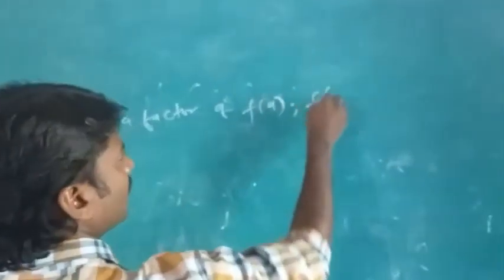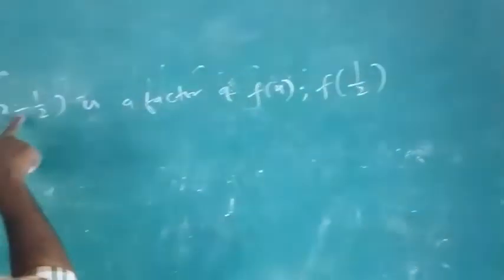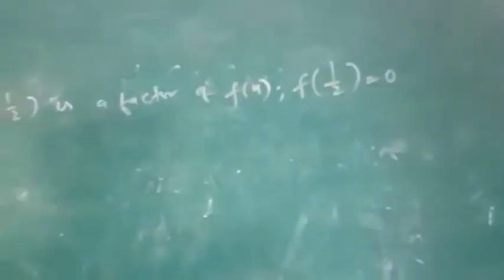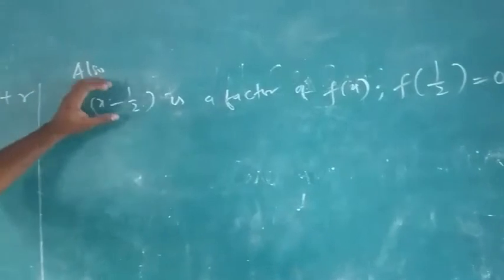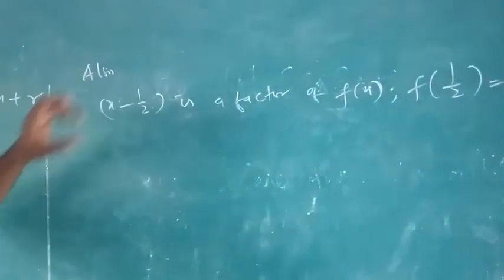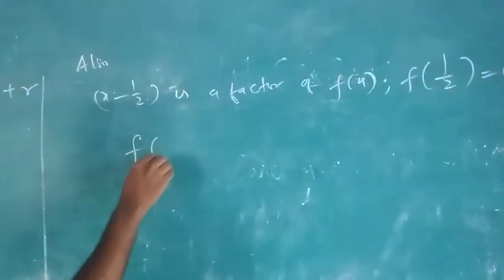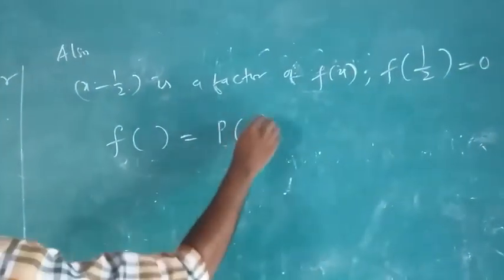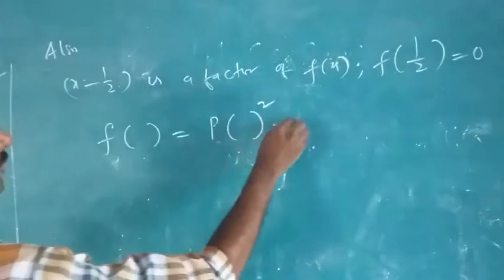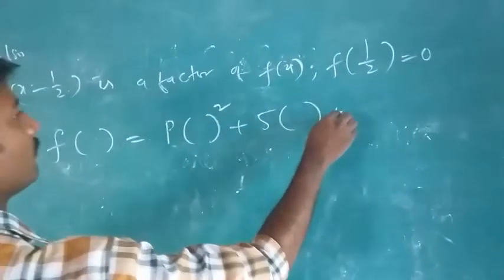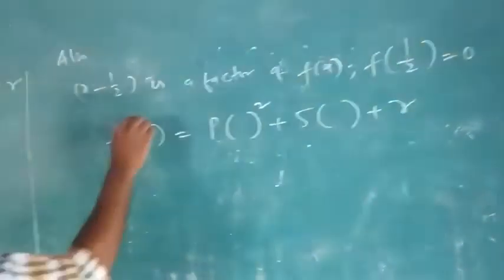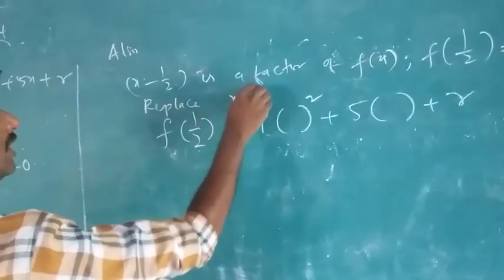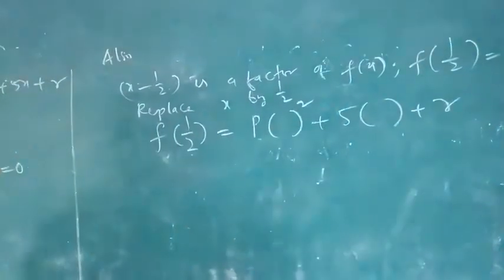Children, then what happens here? F of 1 by 2. See here, equating x minus 1 by 2 to 0, you will get x equal to 1 by 2. That is, the remainder will be 0 because it is a factor. So replace x with 1 by 2 in the given polynomial. First of all, put empty bracket. F of x is equal to p, empty bracket square, plus 5 into empty bracket, plus r. Sorry, I forgot to write this step. Replace x by 1 by 2, children.